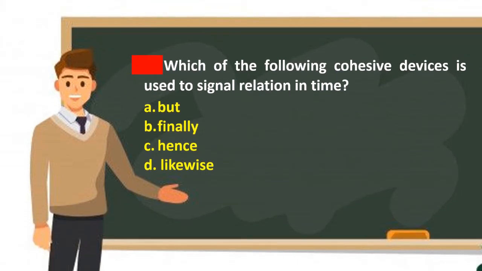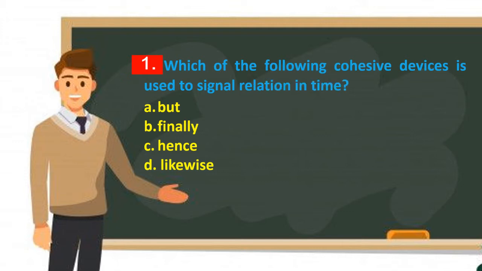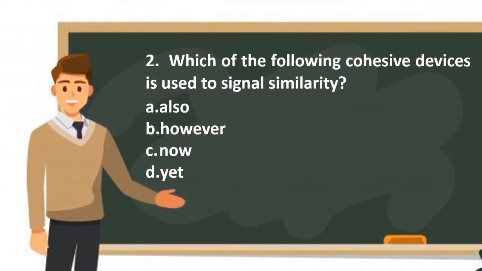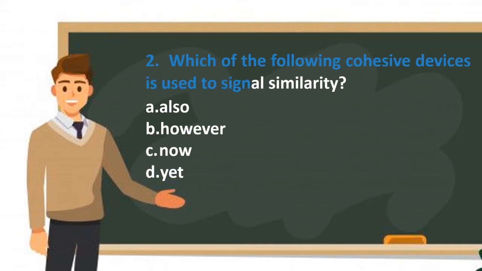Here are the questions and choices. 1. Which of the following cohesive devices is used to signal relation in time? A. But. B. Finally. C. Hence. D. Likewise. 2. Which of the following cohesive devices is used to signal similarity?